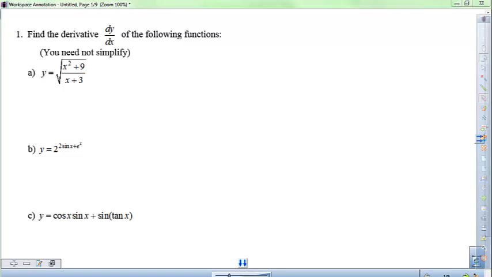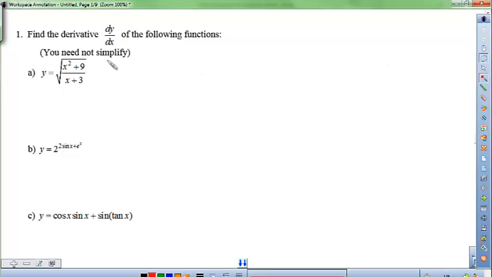This is the review for the exam. The first problem in the review is looking at just finding derivatives, and so we'll start by calling this y equal to the square root of x squared plus 9 over x plus 3, that is, (x squared plus 9 over x plus 3) to the 1/2 power.